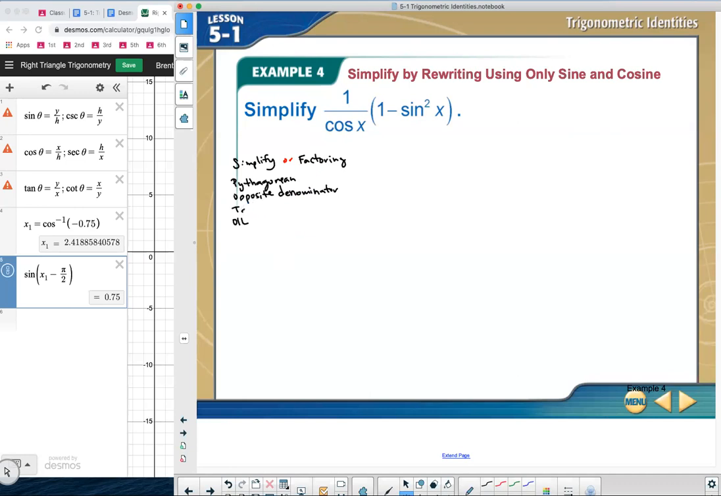T is transform to sines and cosines. And the OIL is other identities listed. Specifically, we've had cofunction and even odd. And on day 4, we will have another one given. Sum and difference identities are going to come later. So let's work through this.